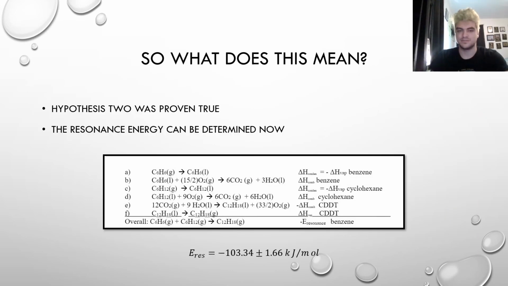So what does this mean? Why do we care? What are we trying to find in the first place? So hypothesis 2 was proven correct. The enthalpy of the CDDT was in fact higher than the enthalpy of cyclohexane. Now, the resonance energy can also be determined by using Hess's law.